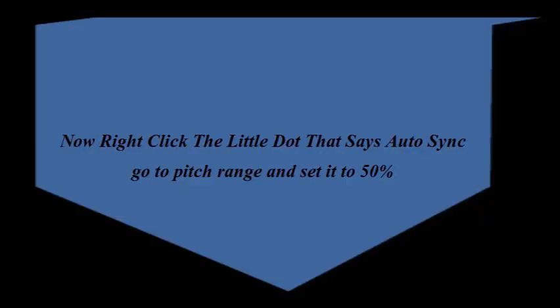Now, right click that little dot, that auto sync button. Go to the pitch range and set it to 50%. It's probably not going to be there already, but you need to set it to 50% because you want to be chopped and screwed, so you want to slow it down. And that's how you do it. Remember, you can do 100%, but you really don't have to. That's too slow. 50% is perfect.